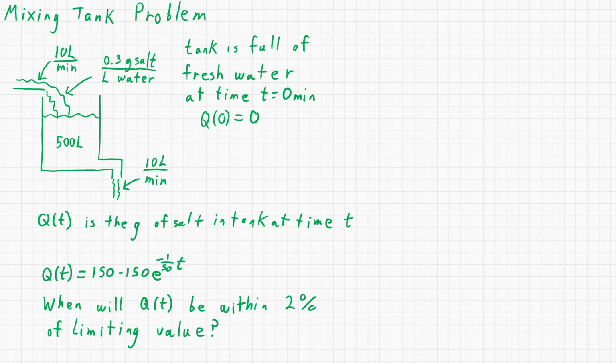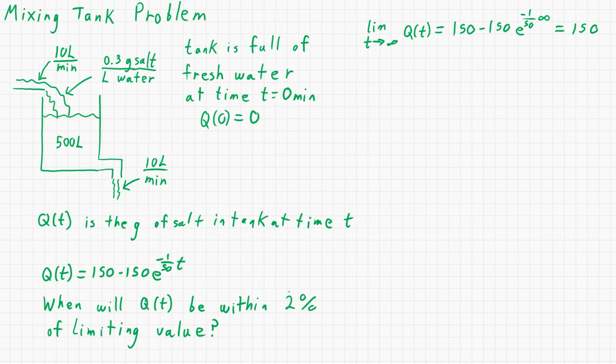So the limiting value is if we let t go to infinity. One way we can do that is we just say, limit as t goes to infinity of Q of t equals, okay, well, we're just going to plug in infinity here. So we get 150 minus 150 times e to the negative 1 over 50 times infinity. Well, that ends up being e to the negative infinity, which is pretty much 0. So we get 150 minus 150 times 0. So it's just 150. That's the limiting value of salt in the tank.